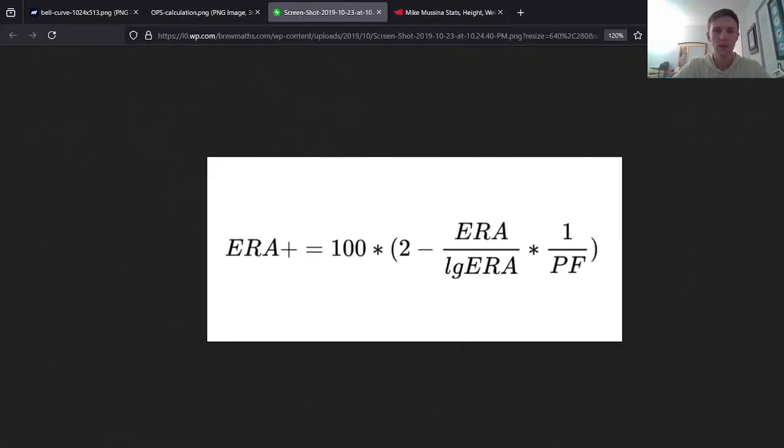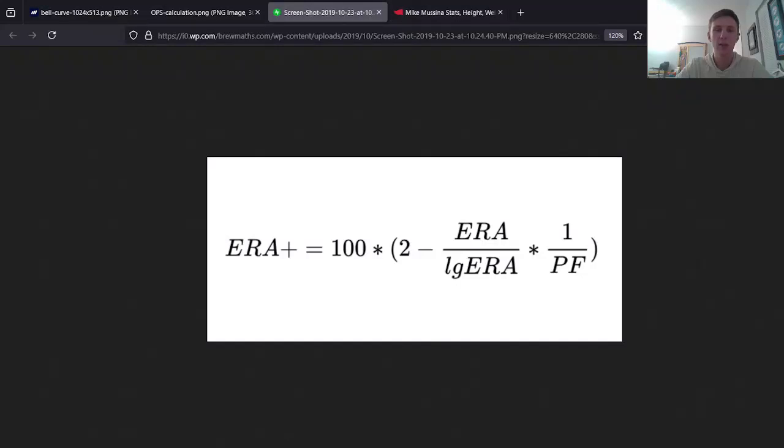And then ERA Plus works very similarly. It takes your ERA, compares it to the league average, and adjusts for park factors. And also in this league average ERA, the ERA will be adjusted for park factors. So if you pitch in a park where it's very easy to give up home runs, like let's say Coors Field, it will factor that in. That's pretty much what that's saying.